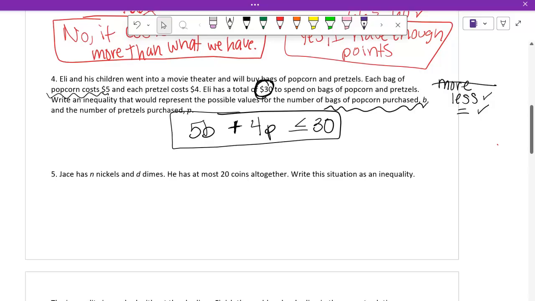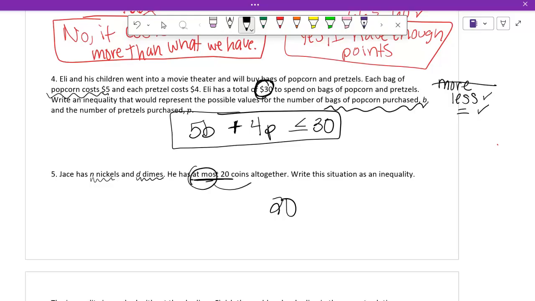Next it says Jace has nickels and dimes. He has at most 20 coins altogether. Write a situation as the inequalities. So nickels and dimes. And this was like a lot of the word problems you guys had yesterday that I wanted you to try. So he had at most 20 coins, so 20.